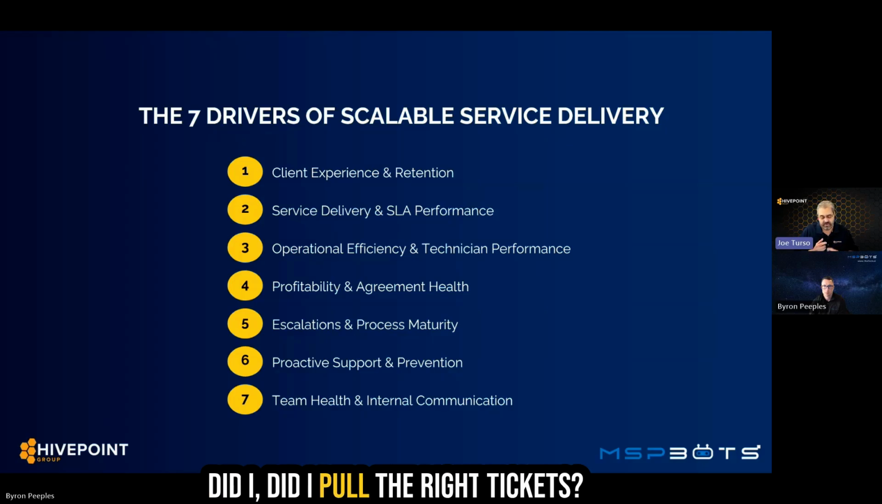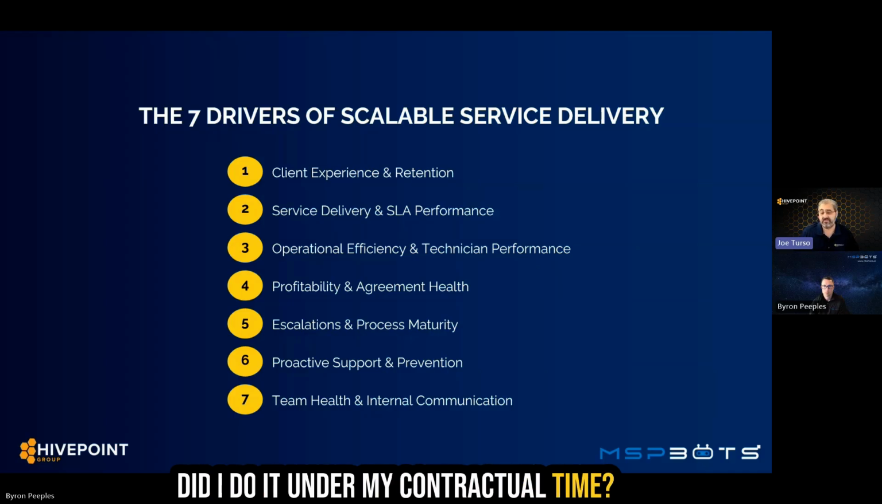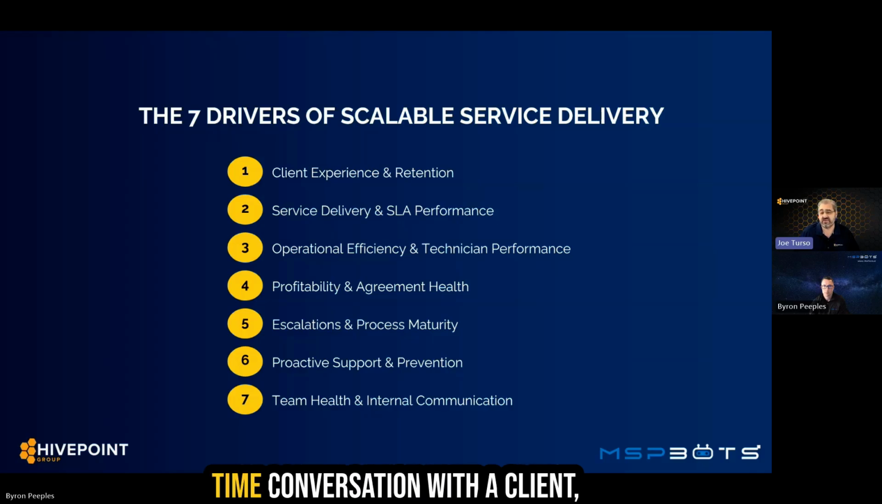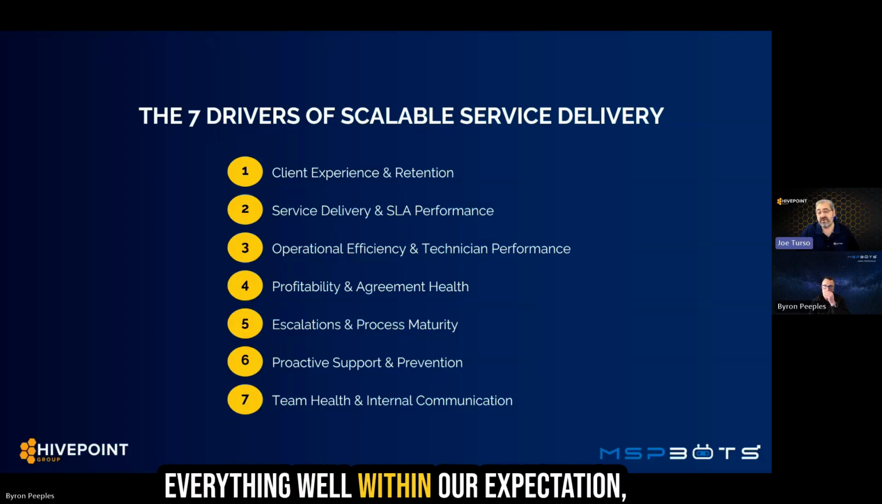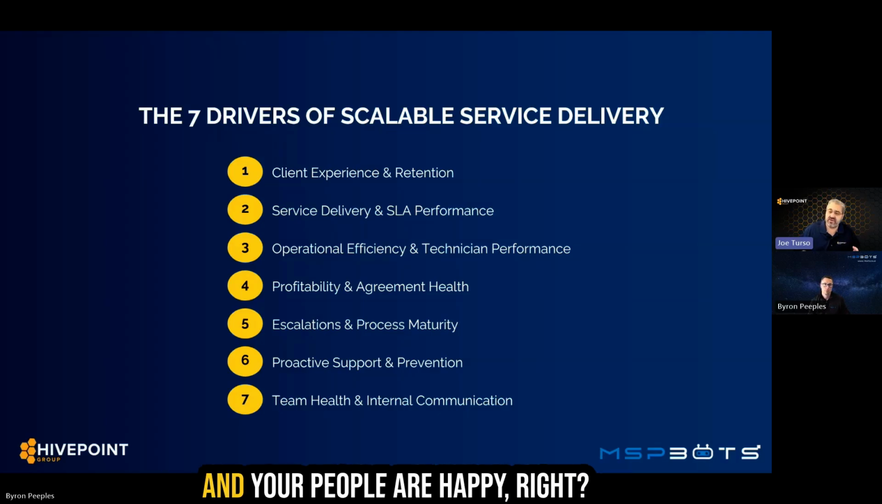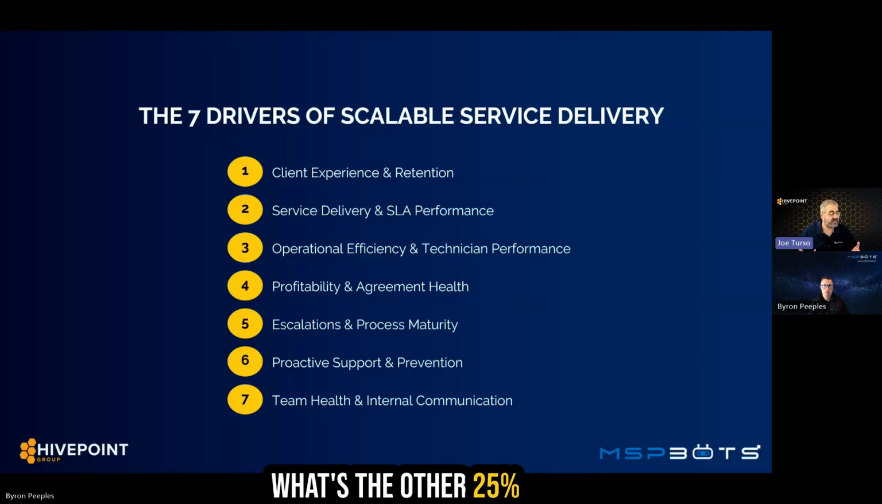Did I pull the right tickets? Did I set the right priority? Did I manage the expectation? And did I do it under my contractual time? If you're having a contractual time conversation with a client, you've already lost them. But if you're saying, hey, we're doing everything well within our expectation and your people are happy, that is 75% of the picture. What's the other 25%?